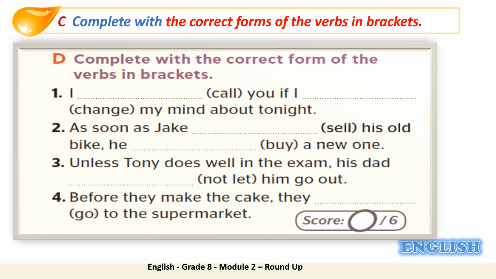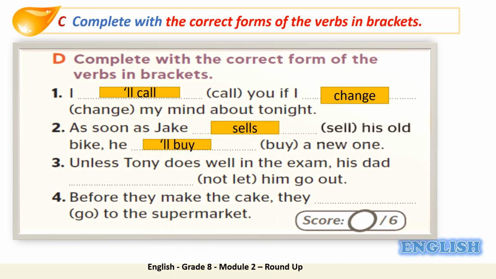Alright, the first one. If I change my mind about tonight. Excellent, I'll call you. If I change. 2. As soon as Jake, right, sells, he will buy. 3. Unless Tony does well in the exam, his dad, excellent, won't let him go out. 4. Before they make the cake, they to the supermarket. Right, they will go.